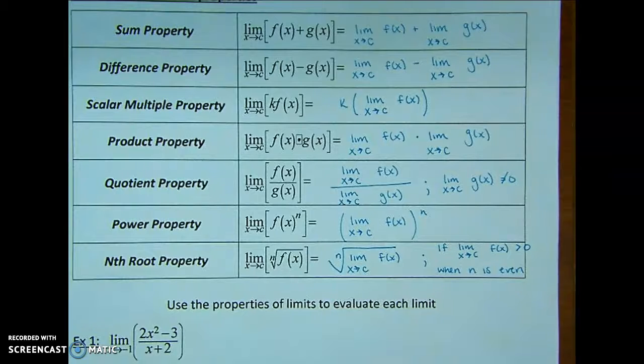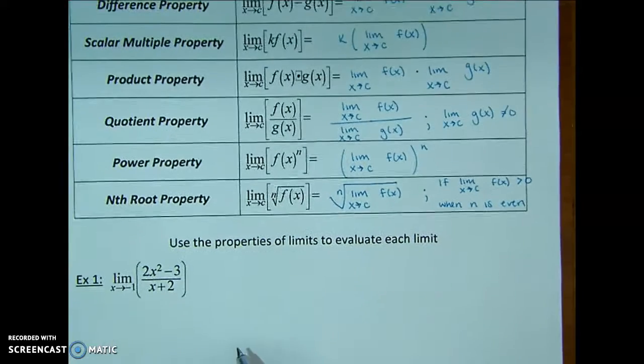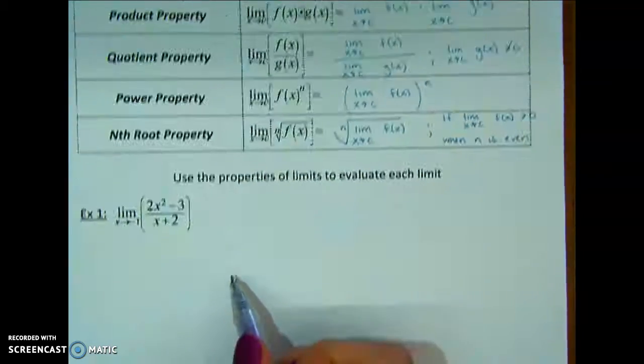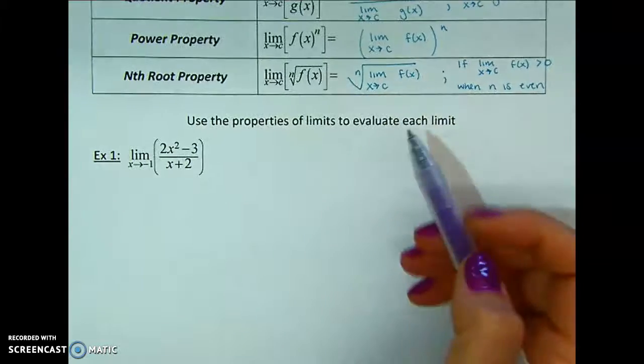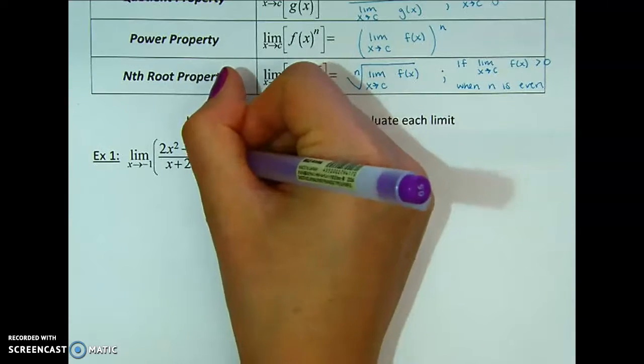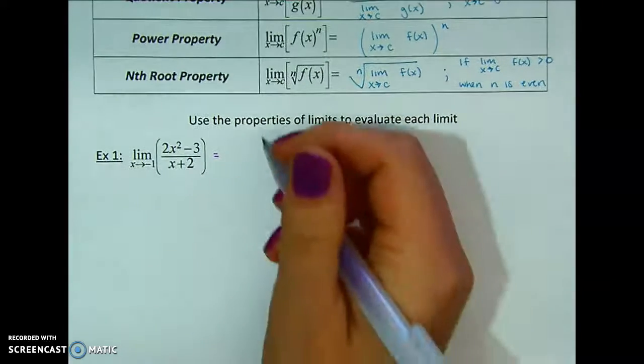Okay, so these are all the properties. We went through them kind of quick because, again, they're relatively intuitive. So now we're going to do some examples using the properties. To algebraically evaluate a limit, we can apply our properties to evaluate it without using tables.